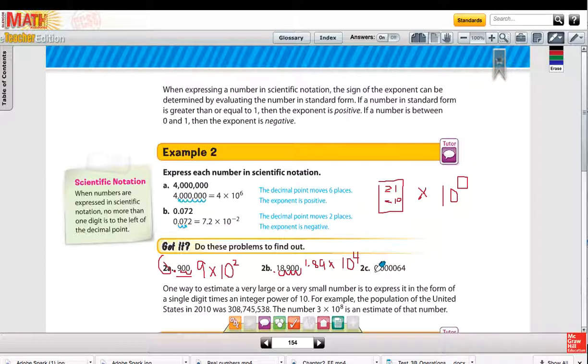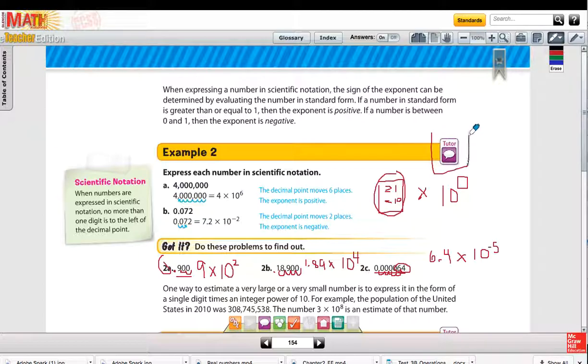On 2c, it's a really small number, so I know this is going to have a negative exponent because really small numbers are going to have negative exponents. So I've got to figure out where to put the decimal in 64 to make it greater than or equal to 1, but less than 10. I'm going to write that as 6.4 because 6.4 is greater than or equal to 1 and less than 10. Now I've got to figure out how many decimal places. 1, 2, 3, 4, 5. And since I move that to the left, it's going to be 6.4 times 10 to the negative 5th power.